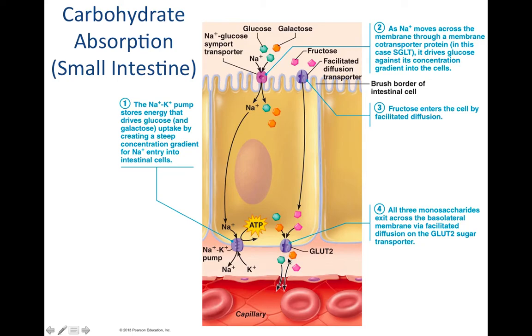And then from there, these sugars, these monosaccharides, can then just diffuse into the nearby blood capillary. Remember, in each villus of the small intestine, you have a blood capillary and a lymphatic capillary right there. And so it's easy for nutrients to make their way into the blood or the lymphatic system from here. And if we're talking about carbohydrates, that will specifically be into a blood capillary.